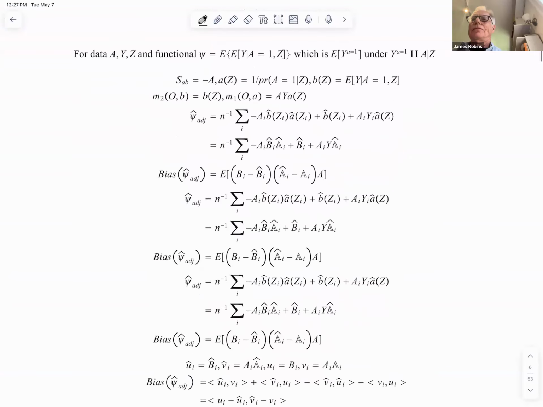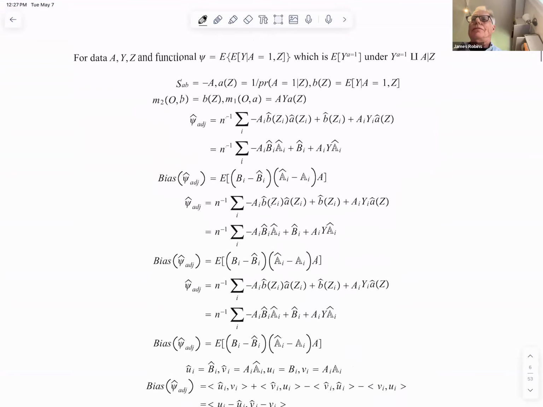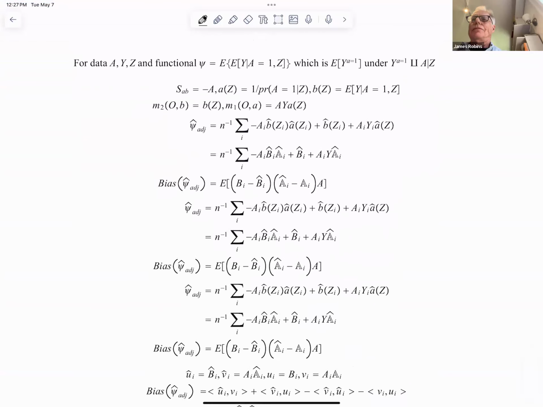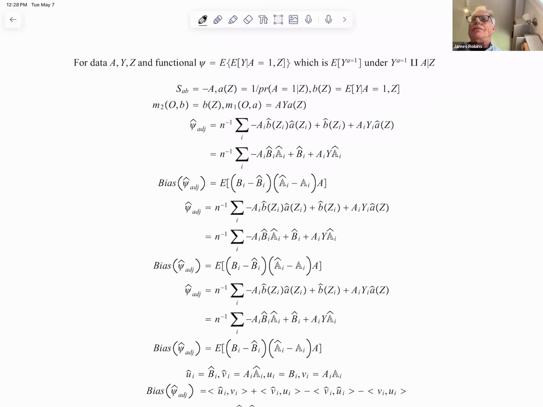Now, what does this all have to do with anything? So now I'm going to specialize it quickly to missing data or causal inference in one arm. So I'm going to have the usual psi as the mean of the conditional expectation of y given a equals 1 and z, which is the expected counterfactual when z is observed and you have no unmeasured confounders. For this, you can work out exactly that it is doubly robust, and what all those pieces are. SAB turns out to be minus your treatment indicator. A of Z is 1 over the propensity score, B of Z is the outcome regression, M2(B) is just the identity, and M1(A) is AY. Those are random variables; they don't depend on the truth, on the distribution, times A of Z.